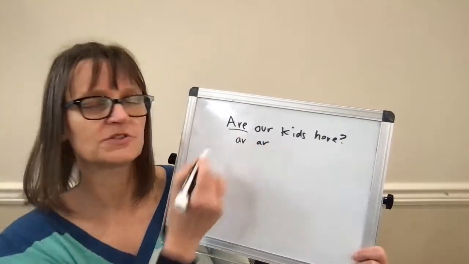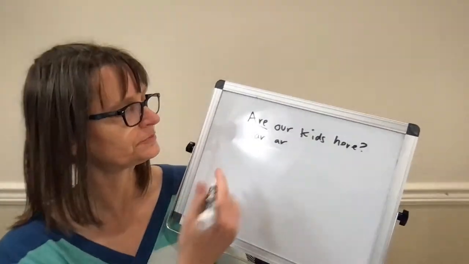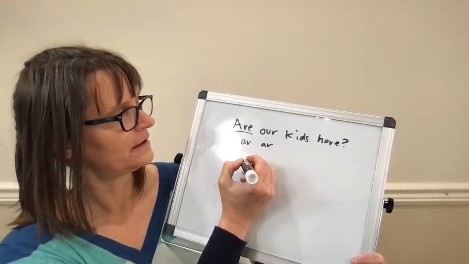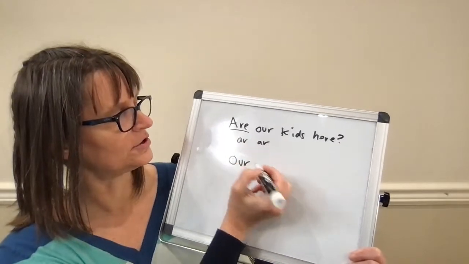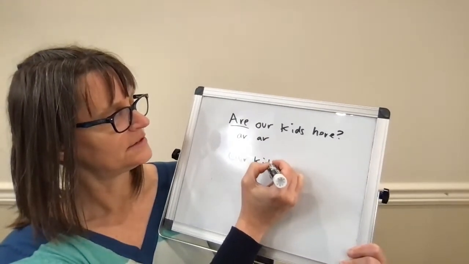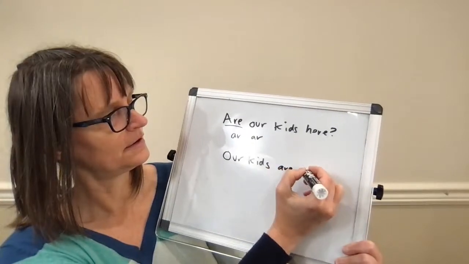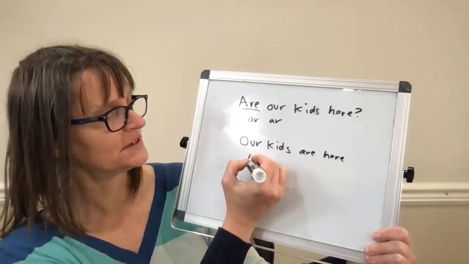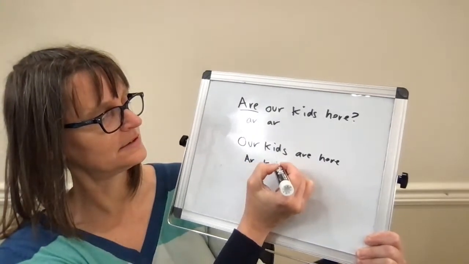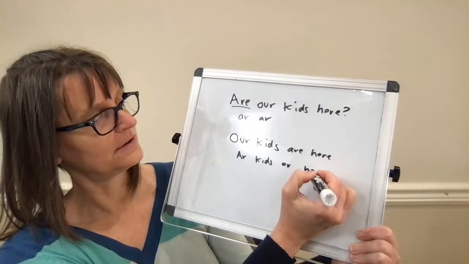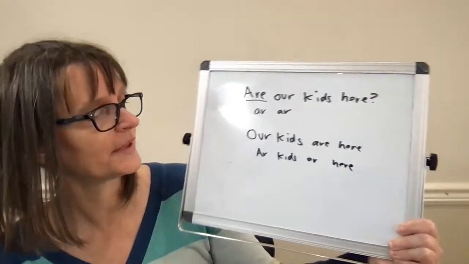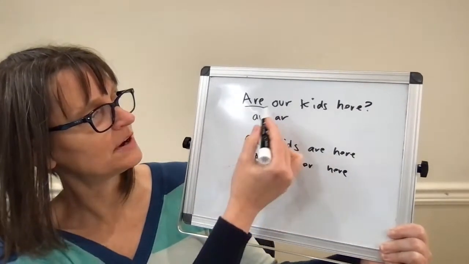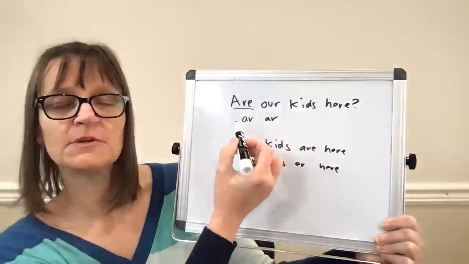Because "are" starts the sentence, I'm not going to reduce that one, and then I'm never going to use "our" and "are" directly after it. "Our kids are here." In this case, I can reduce both of them. It's going to sound like "our kids are here."